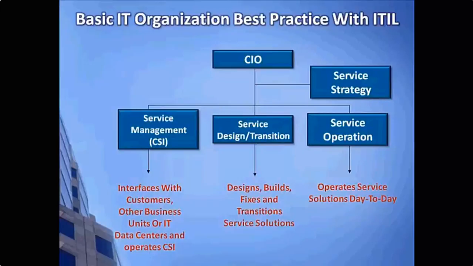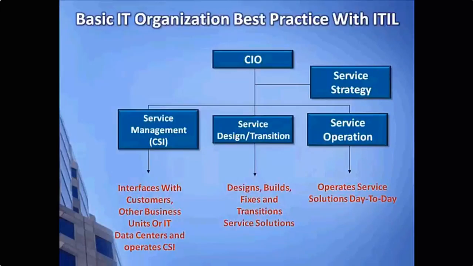Examples of people or functions in here can include things like service owners, process owners, business liaisons. I would halfway argue that your service desk should be here because they also interface with customers. But think of that line under service management as kind of like a customer-facing type of path.